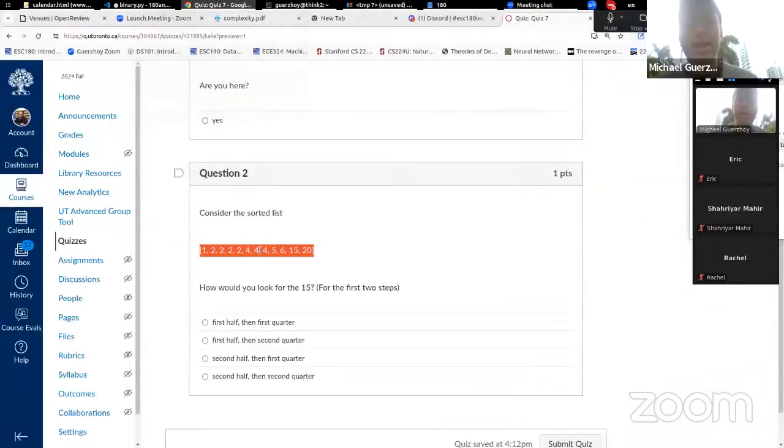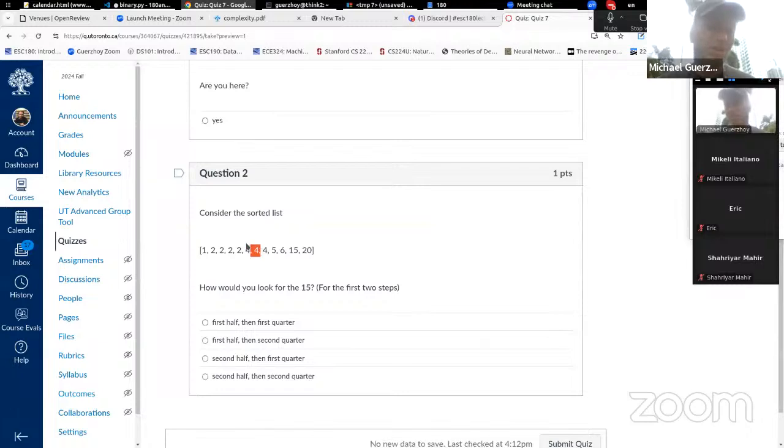And the way I could do it efficiently is by saying, well, I'll try the middle. So that's approximately this 4. And then I'm asking, is 15 on the left or is it on the right? Well, 15 is greater than 4 and the list is sorted. So that means that we're looking on the right. And then we're saying again, what's the middle? Well, about here. Is 15 on the left or on the right? The answer is on the right. So we will be looking over here.